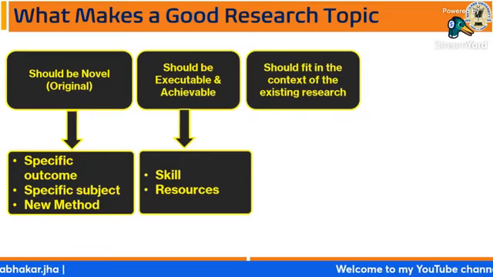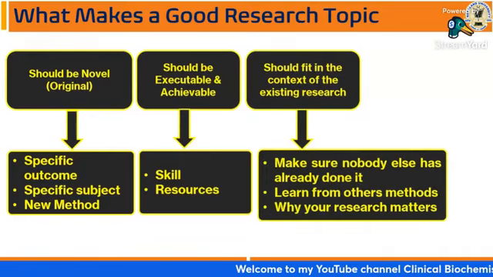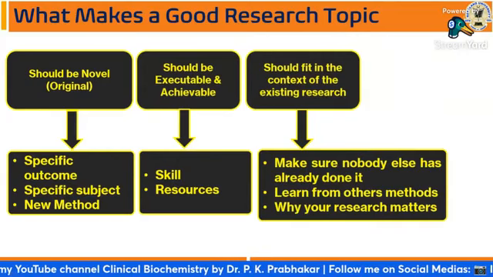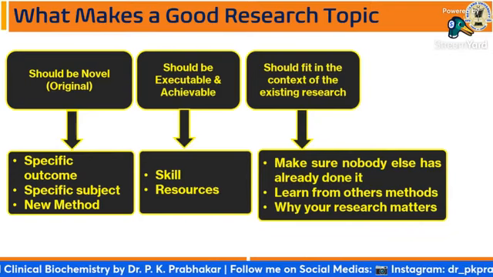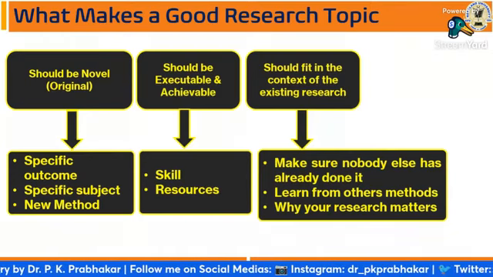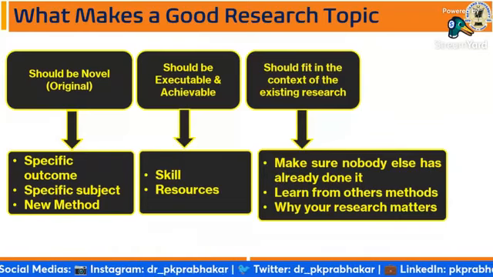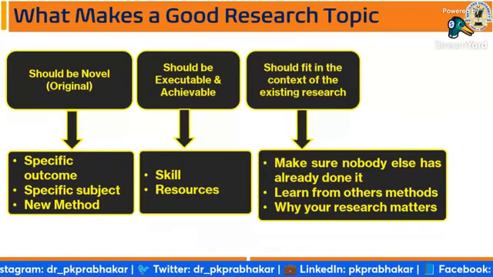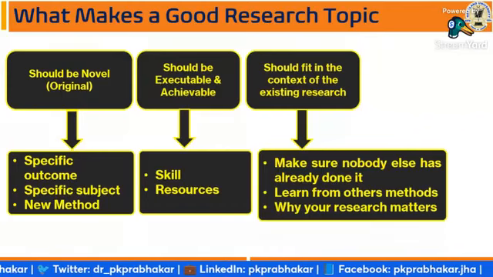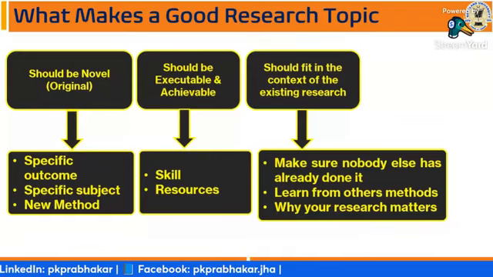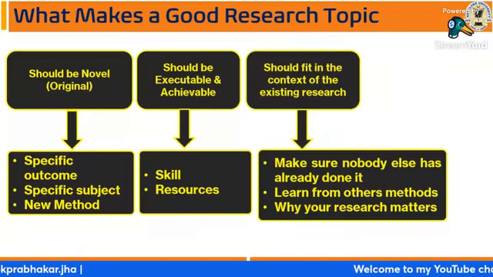It should fit into the context of the existing research. Make sure nobody else has already done it, because once you are going to conduct a research, you have done a literature search. But if you have not done a proper literature search, most likely some person is already doing research in this particular area, so you would have to nullify those things. So make sure that no one else is working on your research topic. Your topic will be novel for a minimum of 2 to 3 or 4 years, during your PhD or till you come to a conclusion of your research.